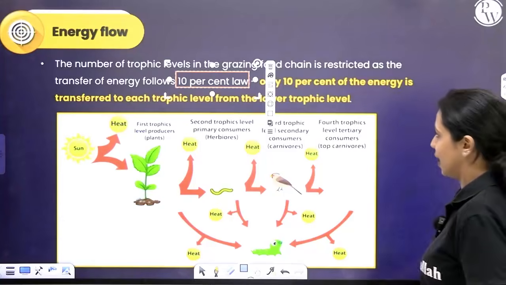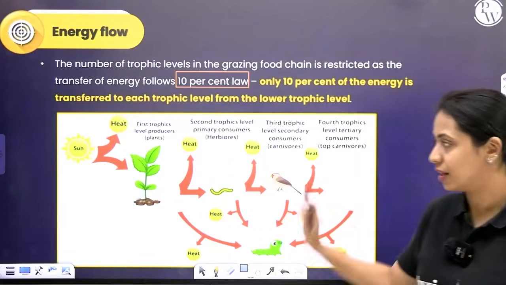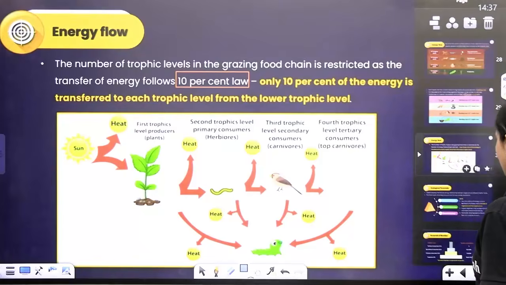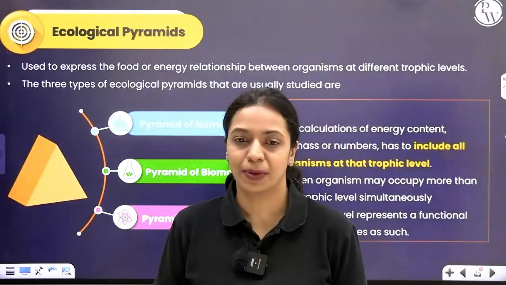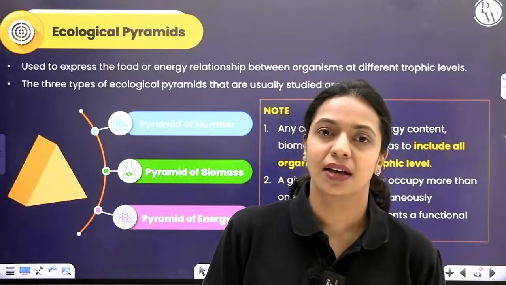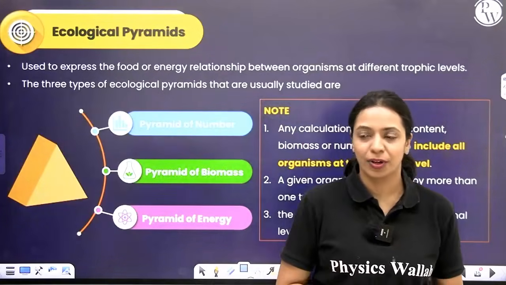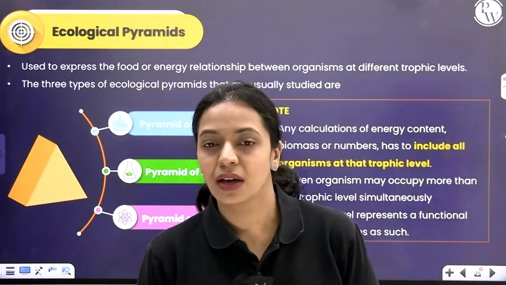Only 10% of the energy is transferred to each trophic level from the lower trophic level. Okay, remember that, it's very important. Now let's explore ecological pyramids. Ecological pyramids are basically constructed keeping several parameters in mind. We could construct ecological pyramids based on numbers, based on biomass, based on energy, all of these.